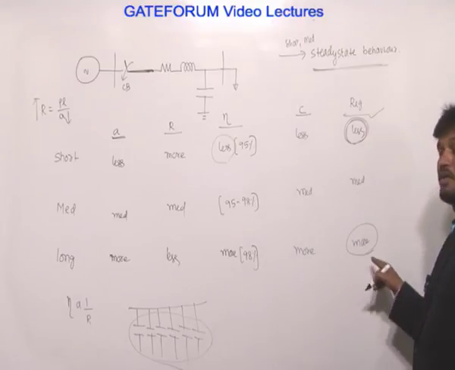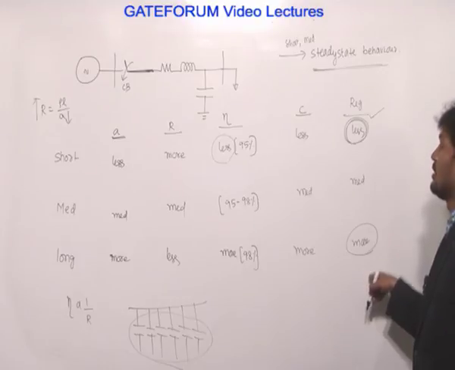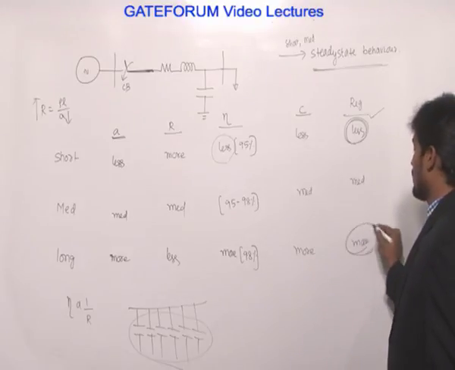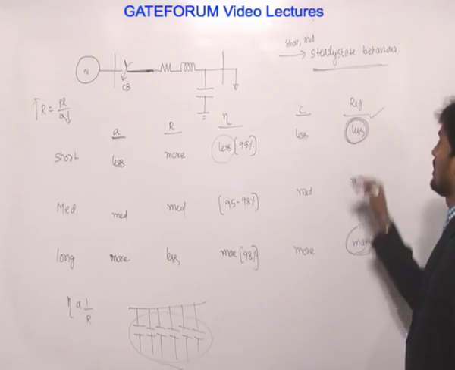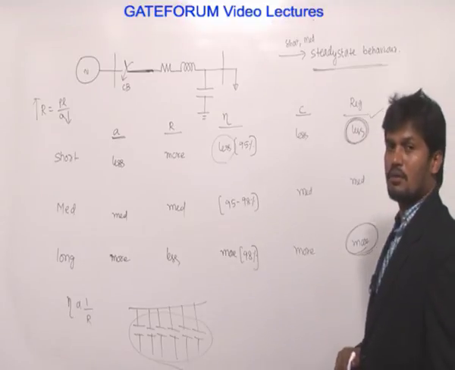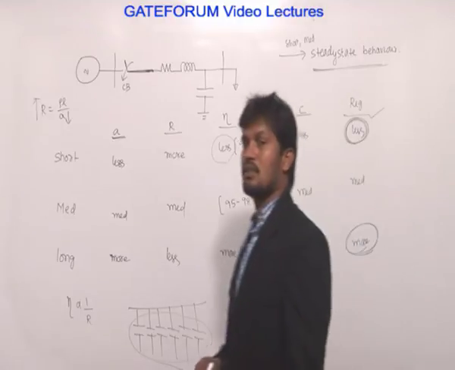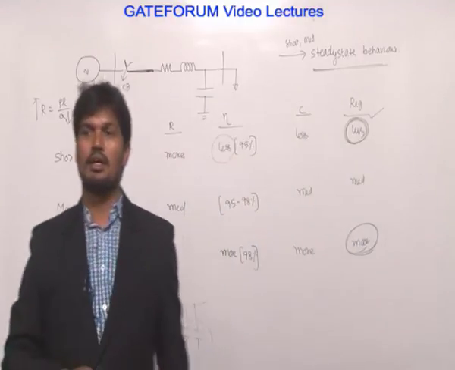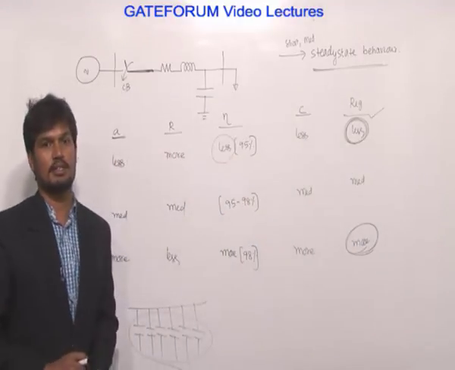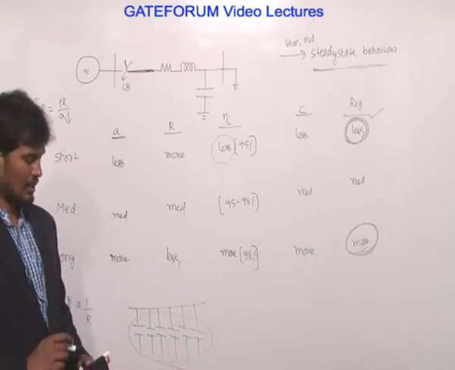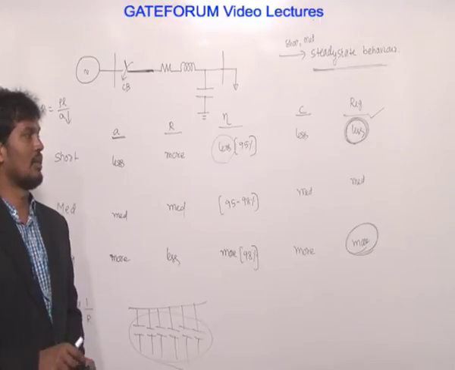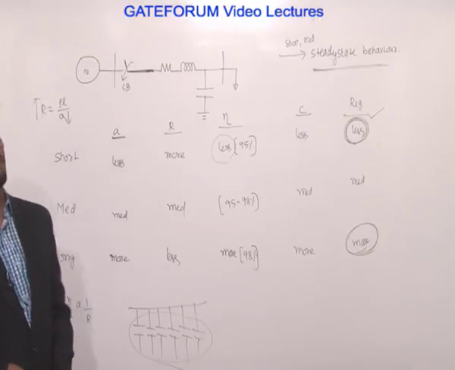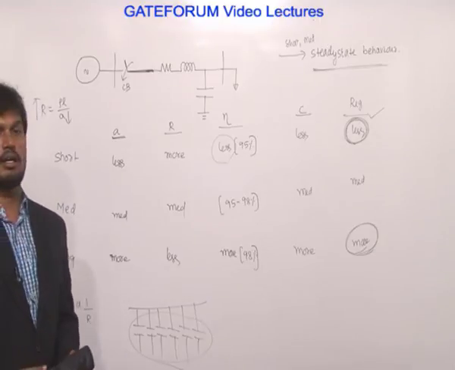But practically we are using long lines, not short lines. Therefore, we have to discuss long line performance and how to increase stability. But right now the point is, the long transmission line has more regulation because of more capacitance, and the short transmission line has less regulation because of less capacitance. Therefore, short transmission line performance is better than long transmission line performance.